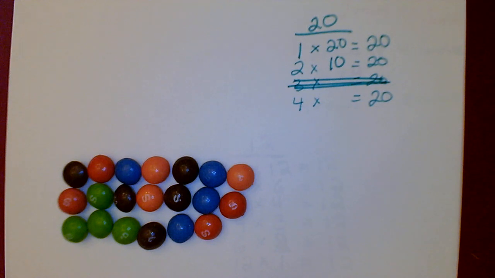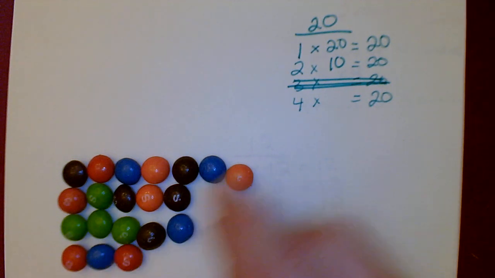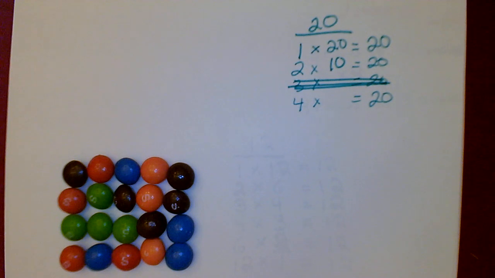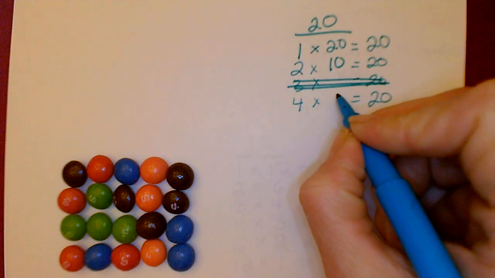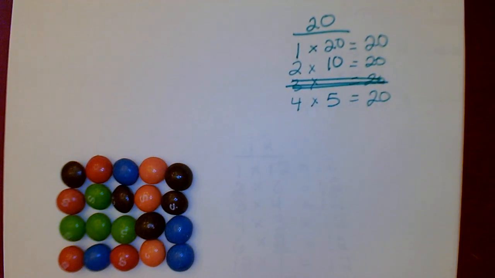What about 4? Let's try out 4. So now we need to make 4 rows. So I have 1 row, 2 rows, 3 rows, 4, and let me see if I can get them nice and even. Whoa, check that out. It worked. I have 4 rows. 1, 2, 3, 4. And each row has 5 candies in it. So I have 4 rows of 5 candies. And you know what? 4 times 5 is equal to 20.